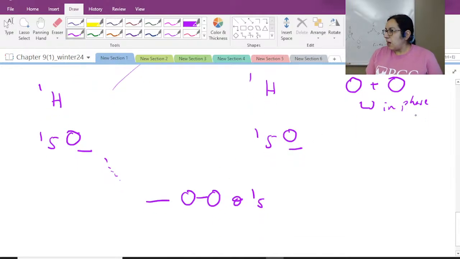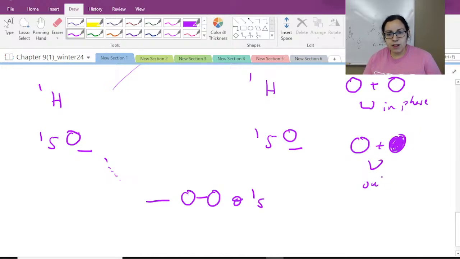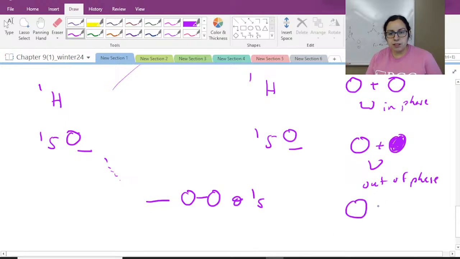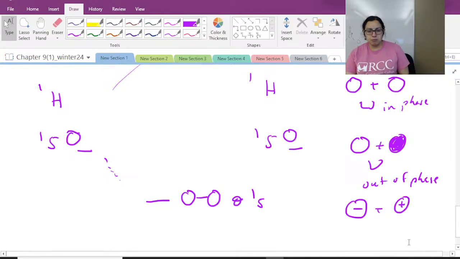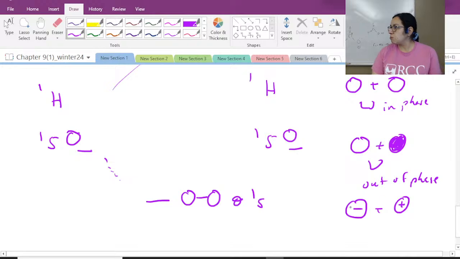But of course, mathematically, we could also have the combination where they're not in phase. That's usually represented by one unshaded and one shaded orbital. Now we say they're out of phase. Sometimes you can see representations of negative and positive or something like that, but I prefer the shading. If you look at other references, it may use this convention.